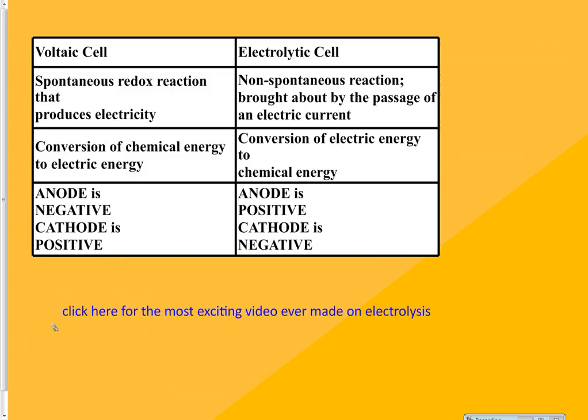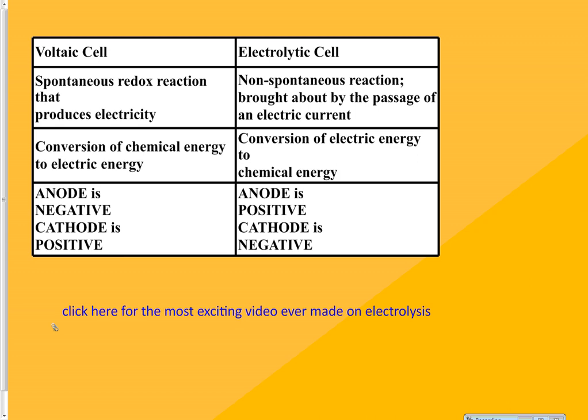So on this last little slide, we are comparing and contrasting the voltaic cell to the electrolytic cell. Whereas a voltaic cell is a spontaneous redox reaction that produces electricity, our electrolytic cell is non-spontaneous, and we are using electricity to make that happen. In a voltaic cell, we are taking what a normal chemical reaction would do and converting that chemical energy to electric energy. But in an electrolytic cell, we're doing the opposite. We are taking electric energy and converting it into chemical energy to get the elements that we desire, like pure sodium, pure aluminum, like I mentioned earlier.